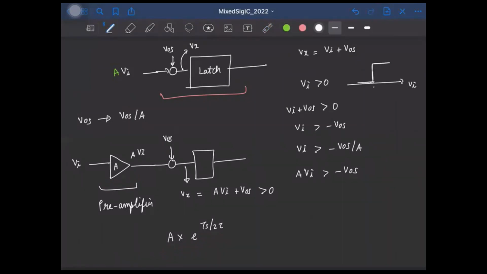Okay, although this works and it helps us reduce the offset by a factor A, it has one glaring problem. That is, this preamplifier here, we have assumed it to be ideal, right? But in practice, this will add its own offset. Okay, so let us now see how to tackle that problem.